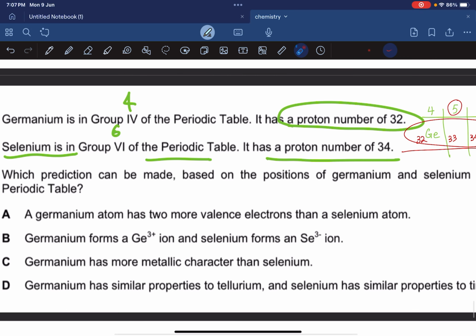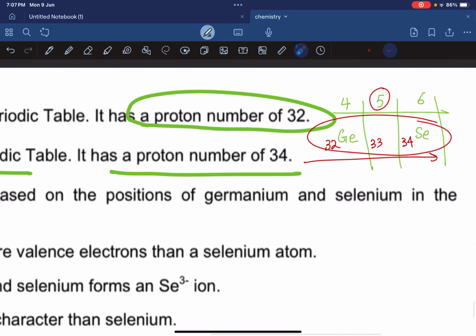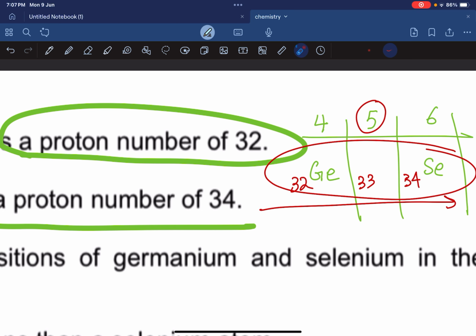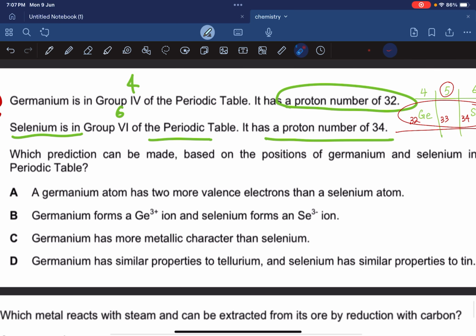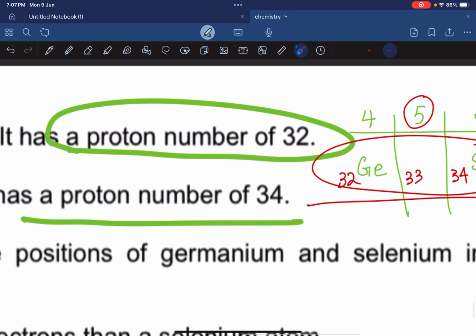Option B: germanium forms a Ge3+ ion, and selenium forms Se3-. Complete nonsense. Germanium cannot be 3+. It has to be either 4+ or 4-. Either it loses 4 or it gains 4 to complete 8.